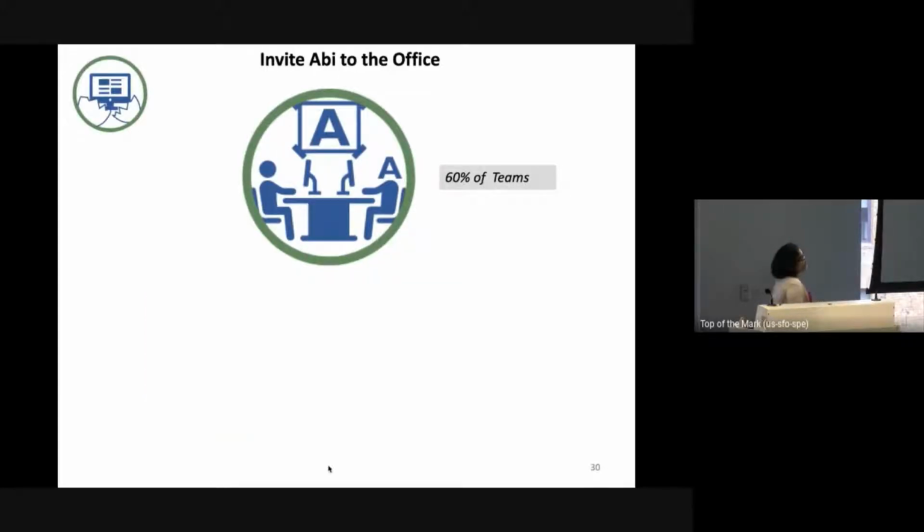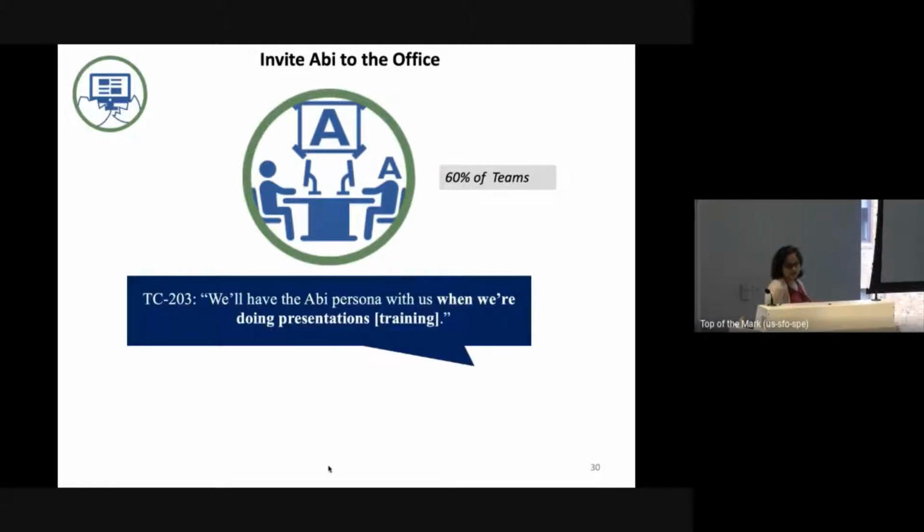Second is invite Abby to the office. As Margaret talked about, those personas are really important, right? It is important to channel the persona, that Abby is a newcomer, or Tim would also be a newcomer. And what are the cognitive facets that Abby has? And the way teams did that, some of them would have the Abby persona with them when they were even doing presentations or training, education trainings or product trainings.